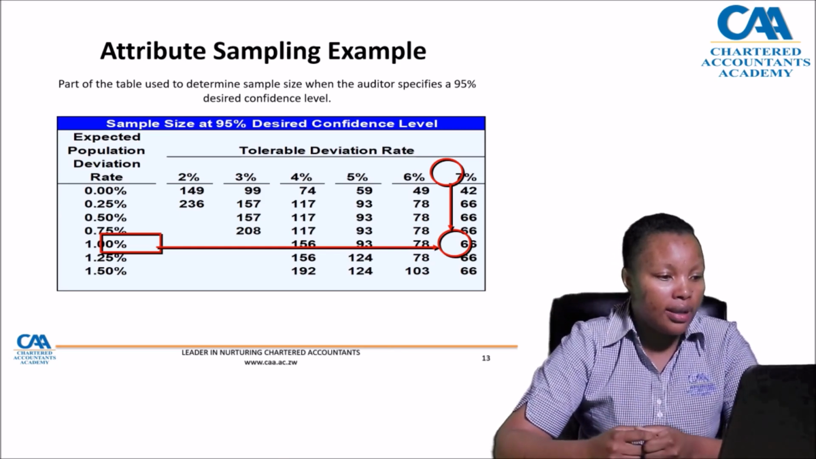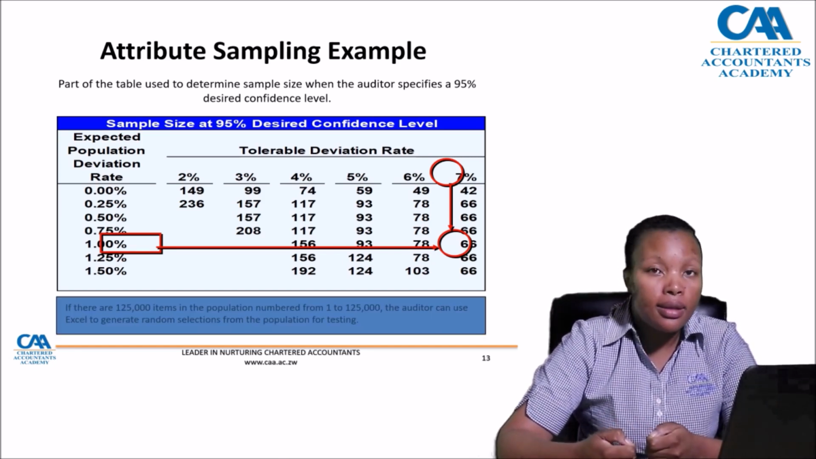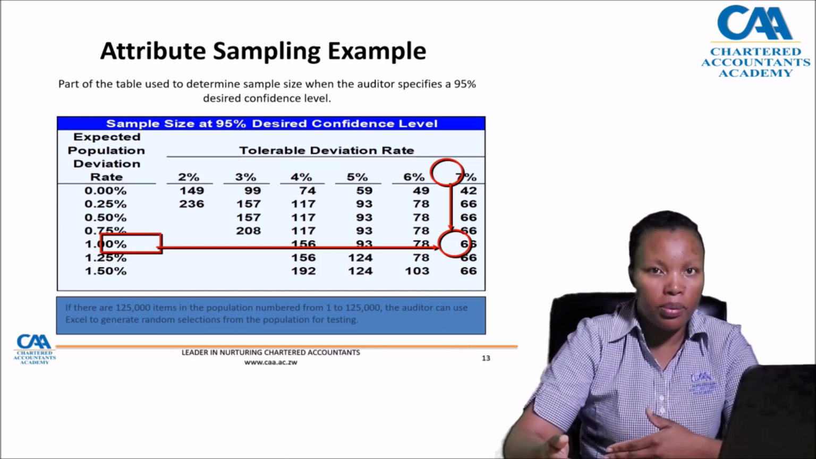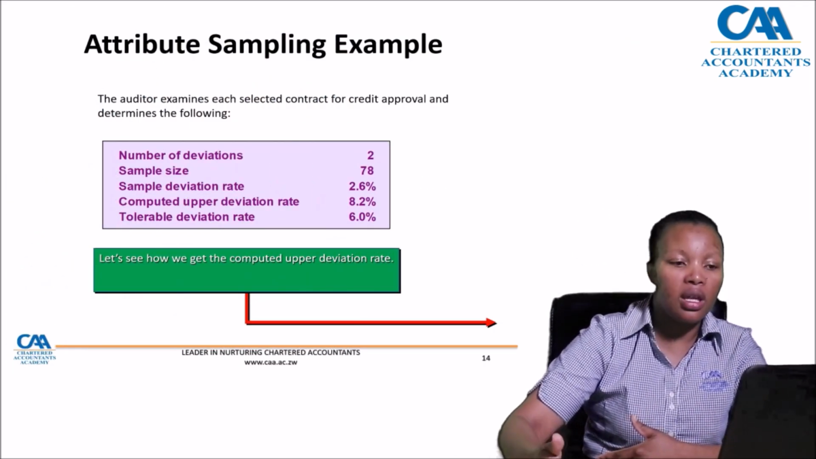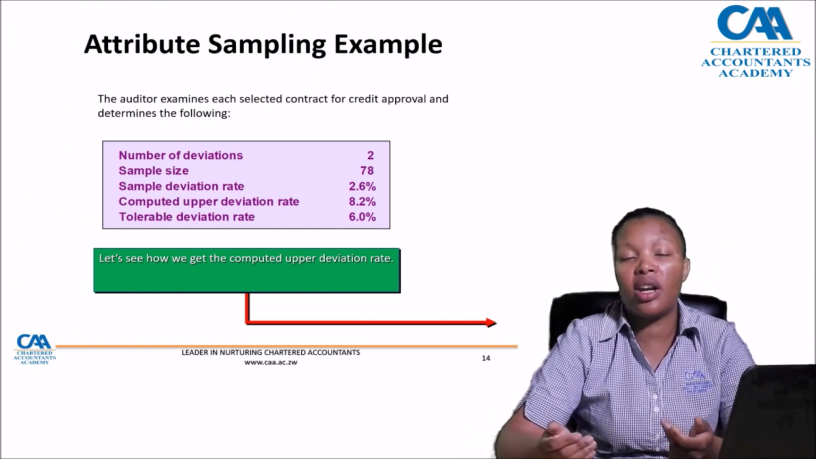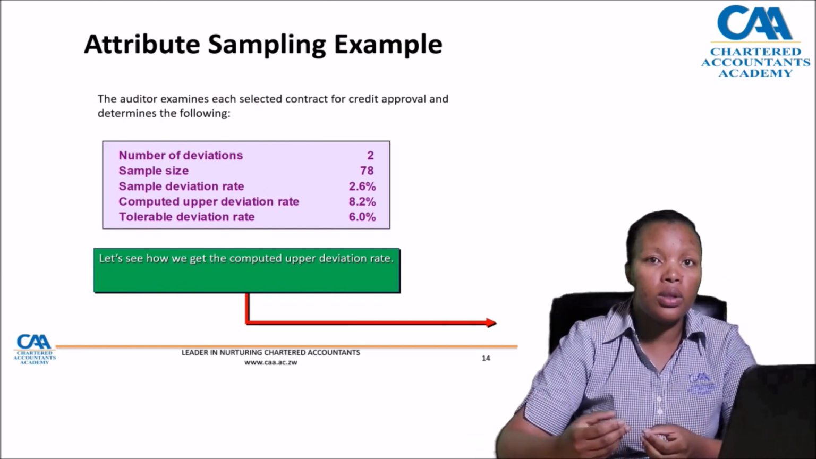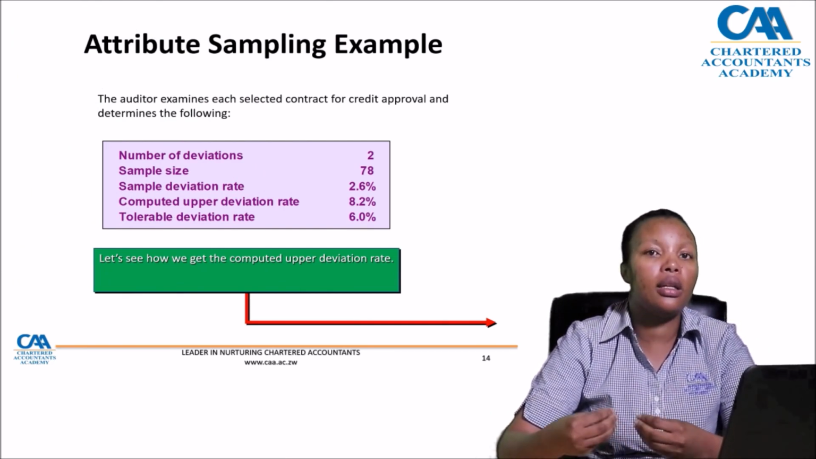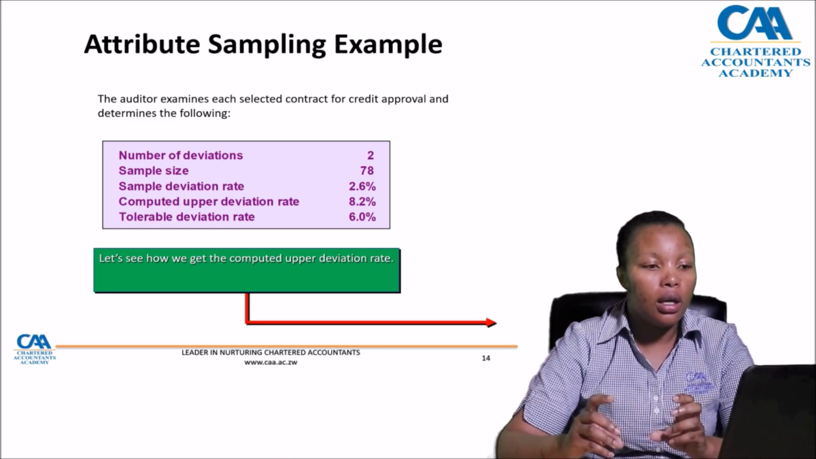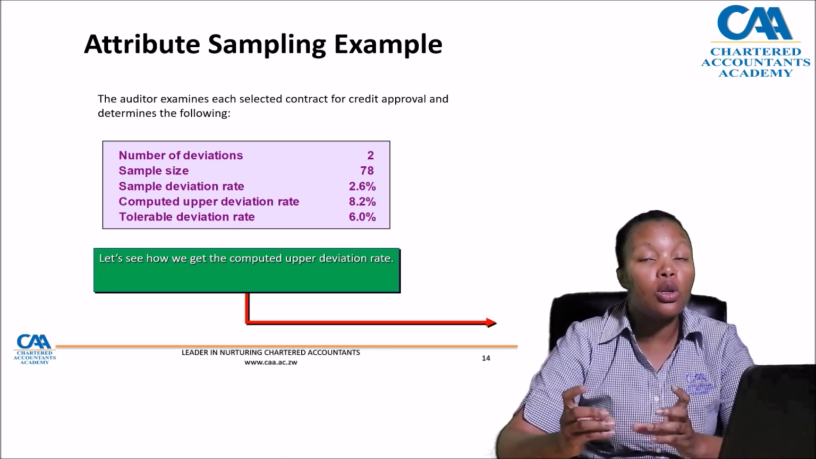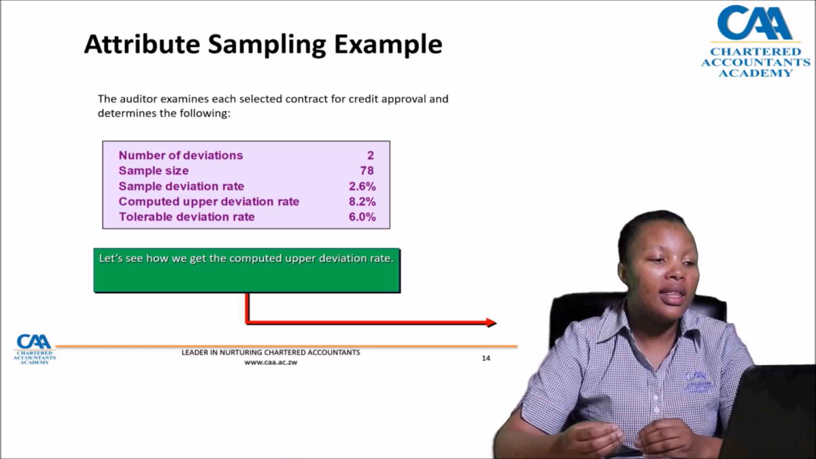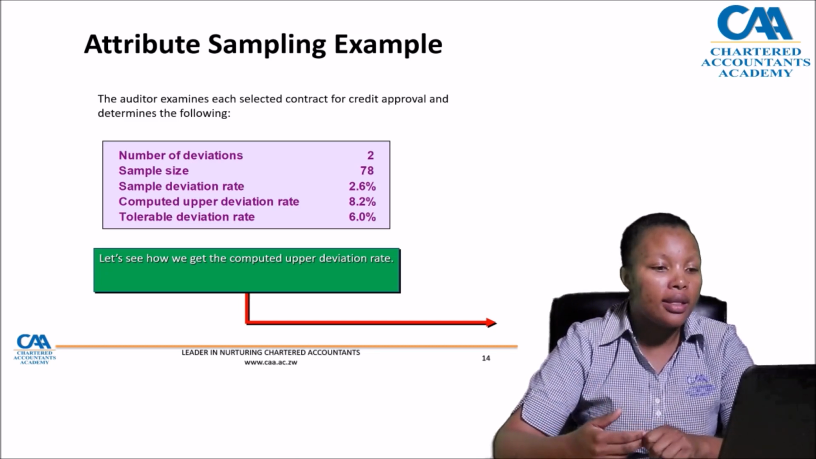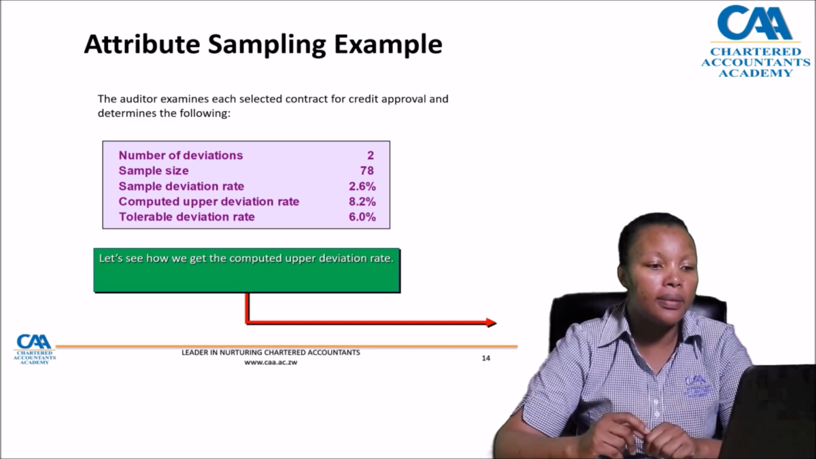Moving on with our example. The auditor then examines each selected contract from the population. As much as they had the sample, they probably used random selection, or they used systematic selection to then test certain contracts for credit approval. Then in their tests, they came up with deviations of, say, 2. And the sample size, remember, we said was 78.